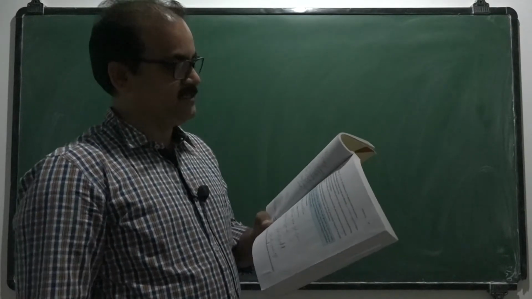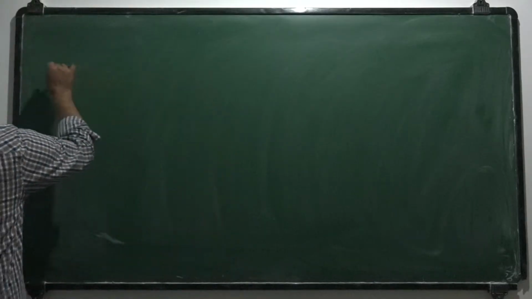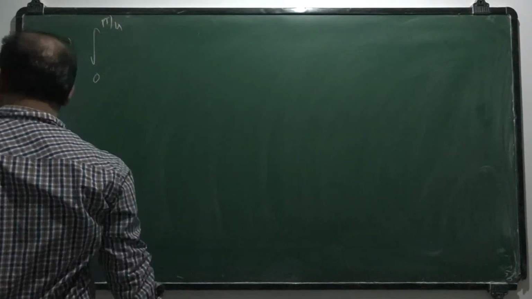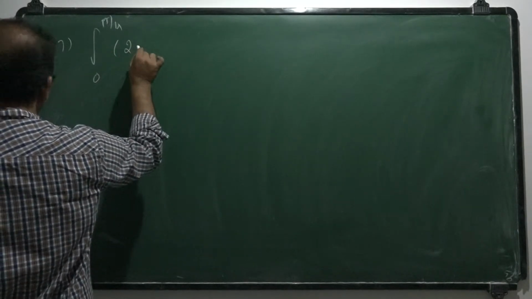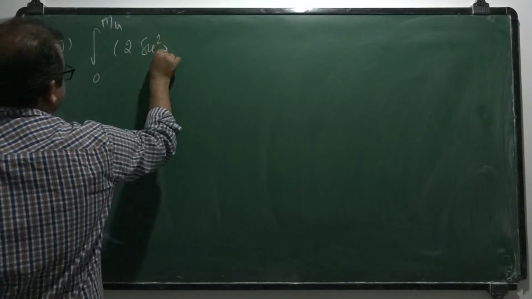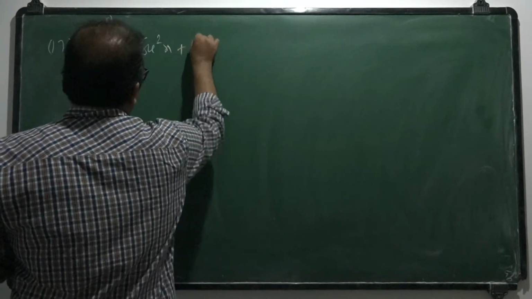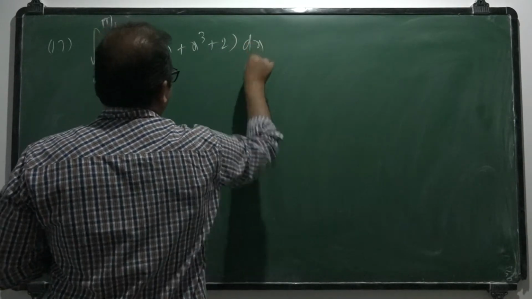Continuation of that exercise. Write the 17th one: integral from 0 to pi by 4 of 2 secant square x plus x cube plus 2, dx.